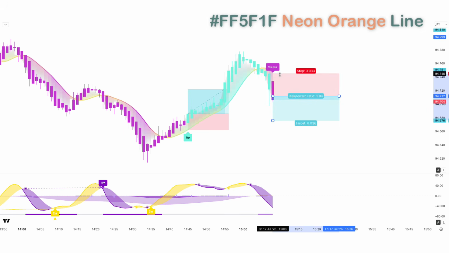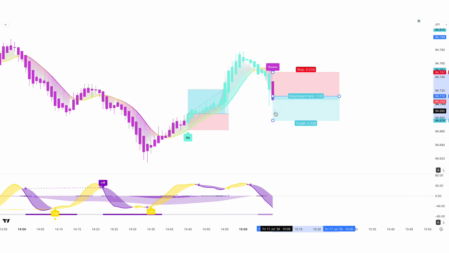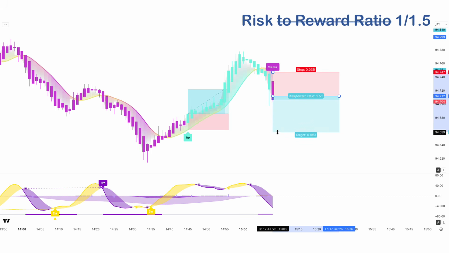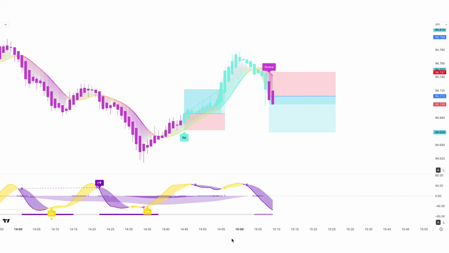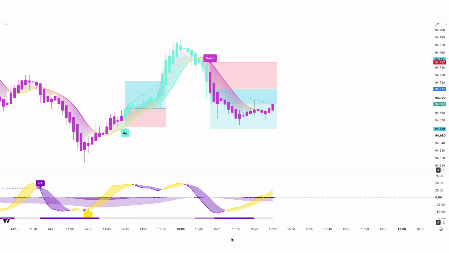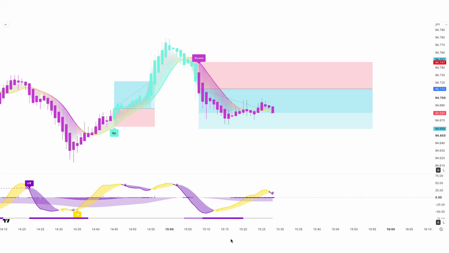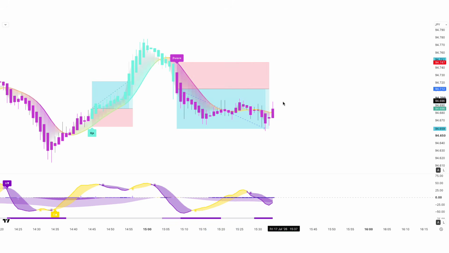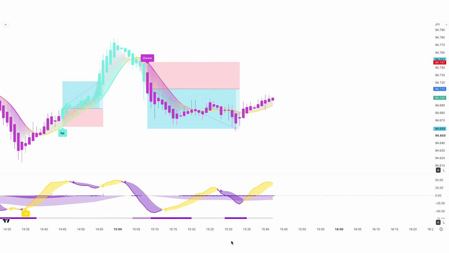Our stop loss is to be placed at the neon orange line, and the risk-to-reward ratio will be 1:1.5. Let's see what happens to our trade. Our trade is running in profit. We have won the trade. Let's find the next trade.